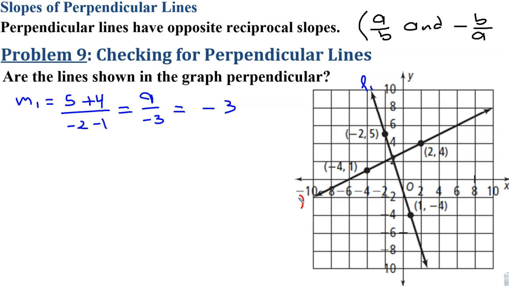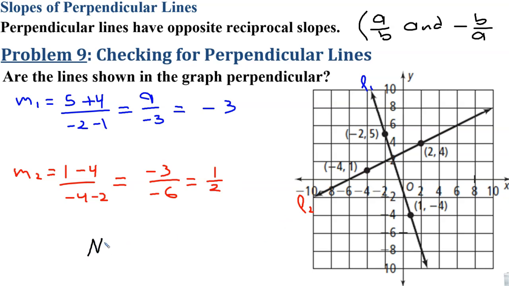Okay, and then the same thing with our L2. We'll look at slope 2. Y minus y will be 4. Whoops, sorry, I'm getting ahead of myself. 1 minus 4, all right, over -4 minus 2. And that's going to give me a -3 on top over a -6 on the bottom, which reduces down to 1/2.